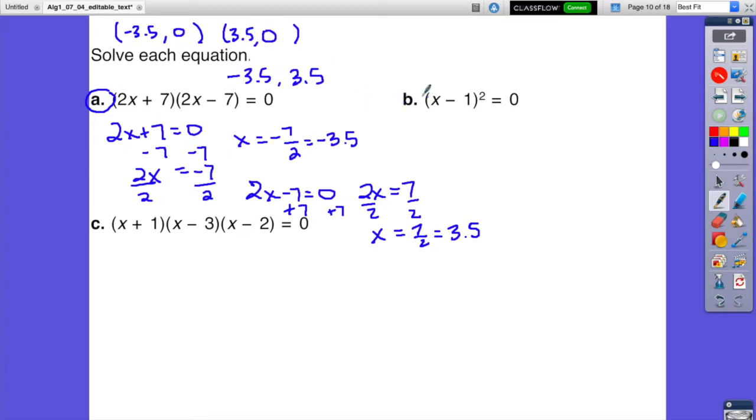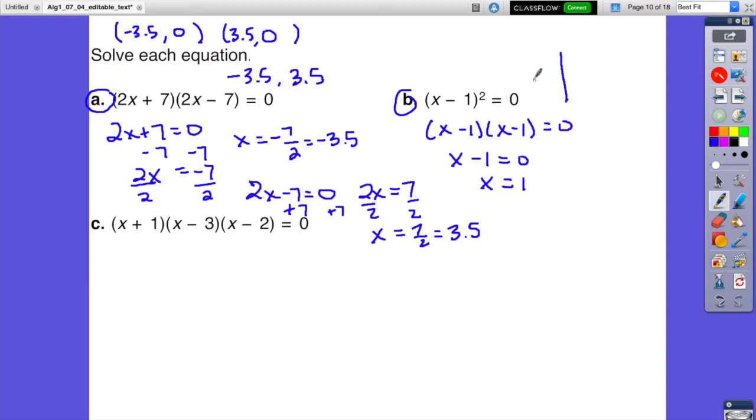Okay, let's go on to B right here. Oh, it's a square. And remember, when it's a square, it means that you're going to see this binomial twice. So I'm going to write it down so you can see what it looks like. It'll make a little more sense to you. So let's split it. x minus 1 equals 0. Add 1 to both sides, so x is going to equal 1. Notice that both answers are going to be 1. That means that this quadratic only has one root.